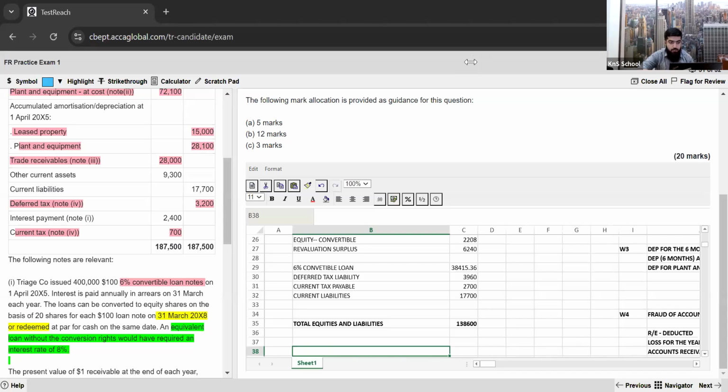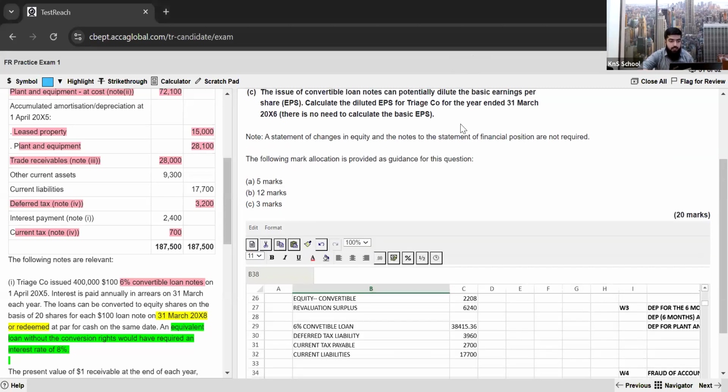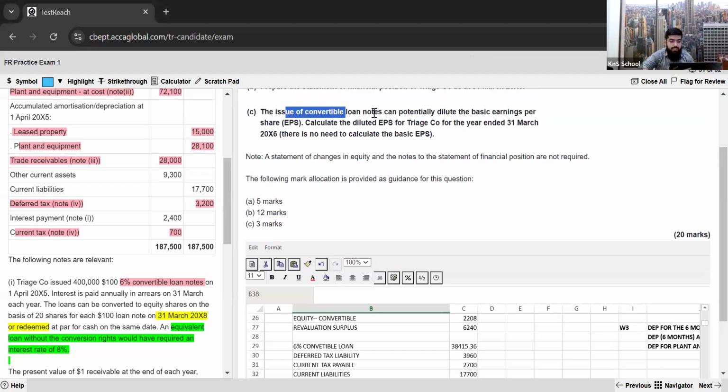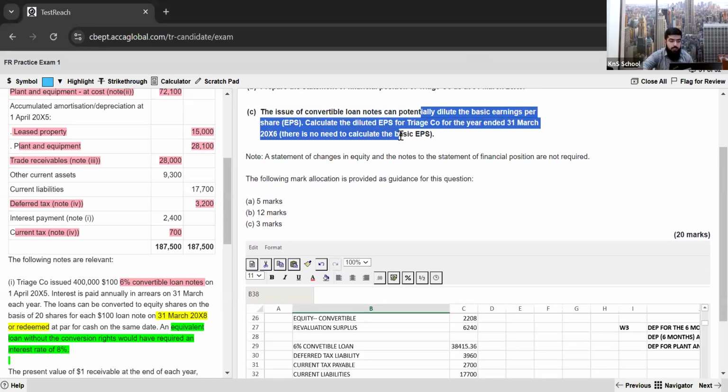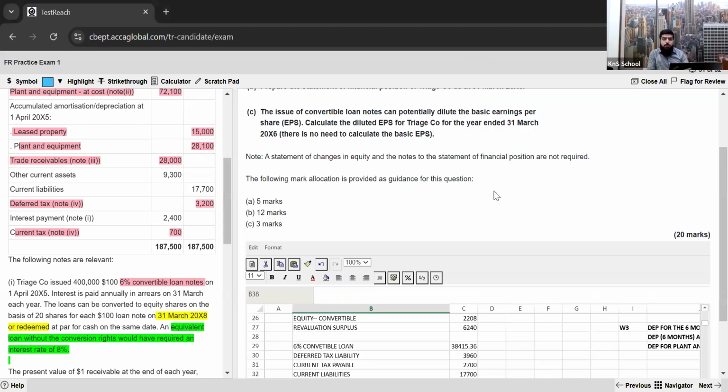Now the last part of this question is that we are issuing convertible loan notes, which can potentially dilute the basic earning per share. So calculate the diluted earning per share. As per IAS 33, there are two ratios that we need to calculate: EPS, that is earning per share, and the diluted earning per share.